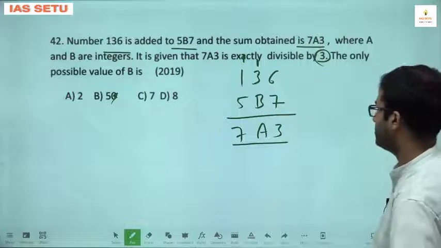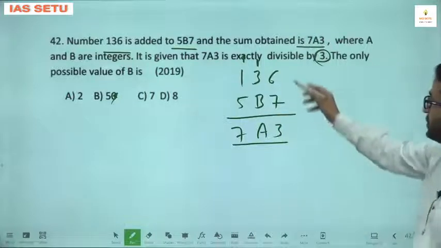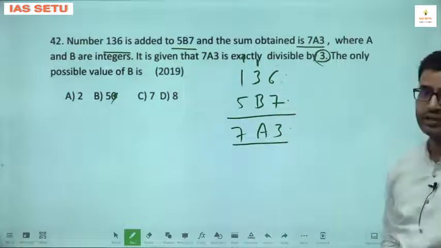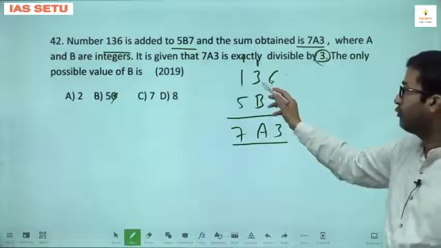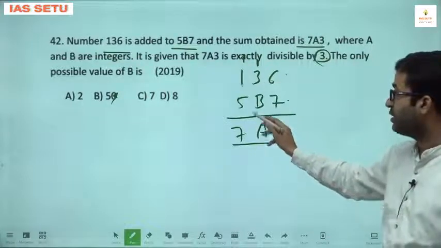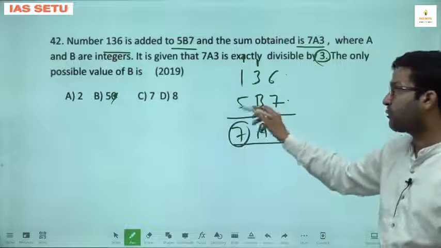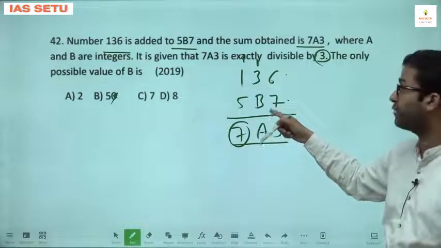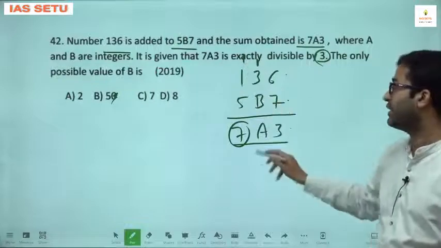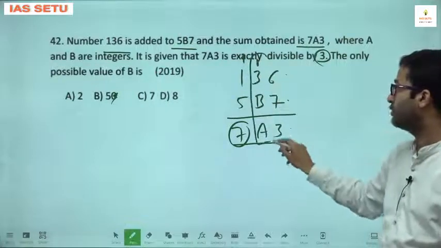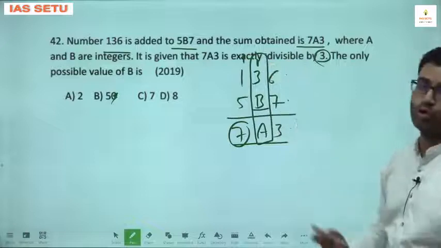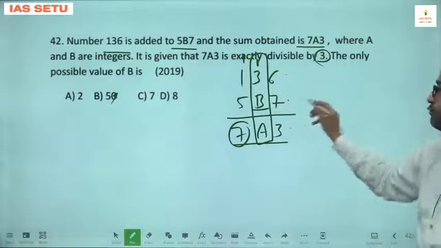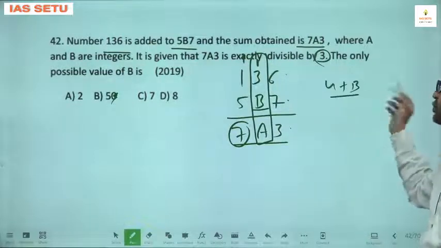No, there is a catch. 6 plus 7 is 13. We get 1 carry forward. 4 plus something has to be A. But here it is 7. So 5 plus 1 is 6. It means here also we have a carry forward. We should have a carry forward, so that's why it becomes 7. So this total value has to be more than 10. So 4 plus B has to be more than 10.